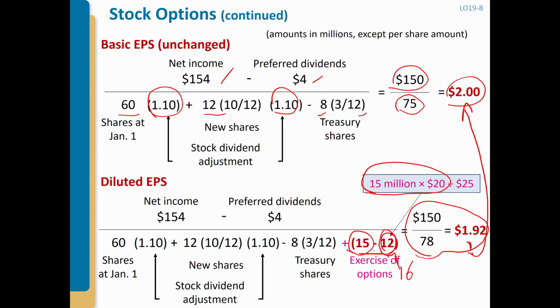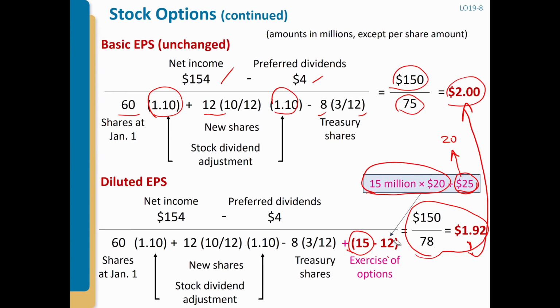Why would this happen? Let me give you an example. For example, instead of a market price of 25, let's say the market price is 20. If the market price is 20, guess what? We're allowed to purchase back 15 million shares. Make sense? So then 15 minus 15 is nothing. We didn't increase any shares.